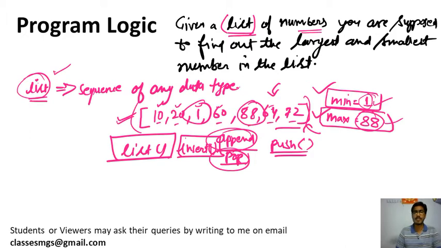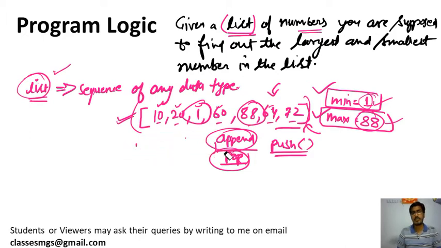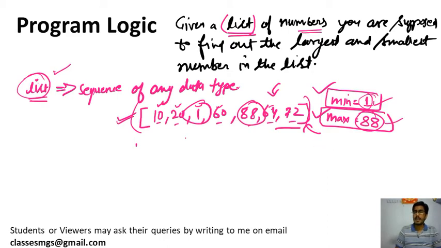Okay, so let me start with the logic. How will you write the logic to solve this problem? How do you find the minimum among the numbers? Let's suppose how a human being does this. We start with 10. Let's suppose 10 is the minimum currently.